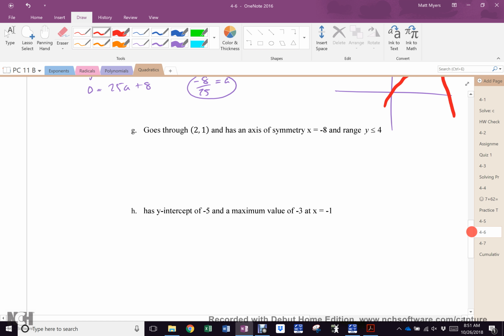Okay, you guys try G. Where's the trick here? I've got an X and a Y. There's my X and a Y. Axis of symmetry. I know something about the axis of symmetry and what that means. And I know something about what a range means. Right? Look back 2 pages, see if you can figure it out.